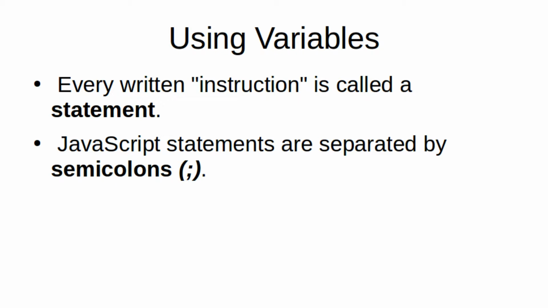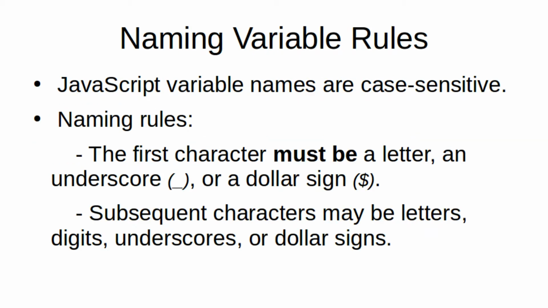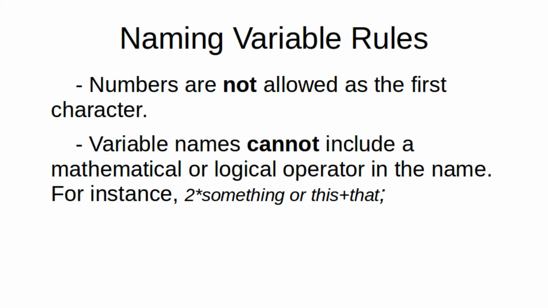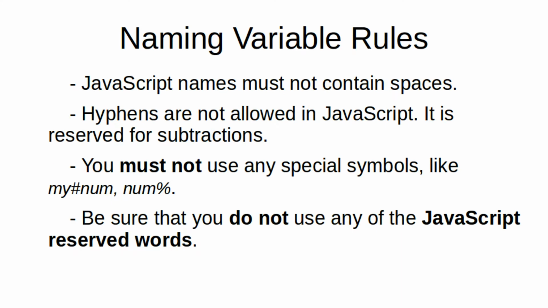Okay, let's talk about the variable naming rules. JavaScript variable names are case sensitive. The first character must be a letter, an underscore, or a dollar sign. Subsequent characters may be letters, digits, underscores, or dollar signs. Numbers are not allowed as the first character. Variable names cannot include a mathematical or logical operator in the same name, for instance, two-of-something or this+that.